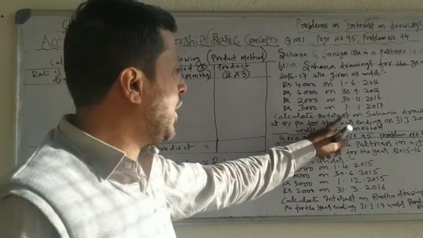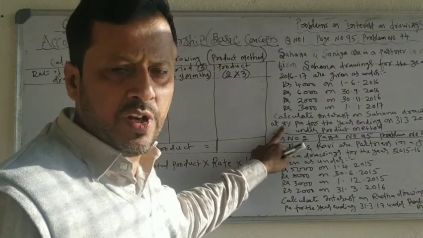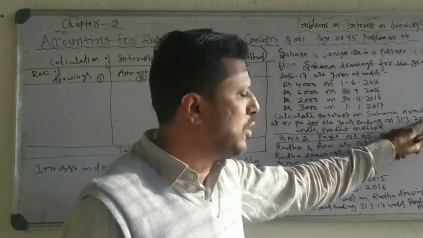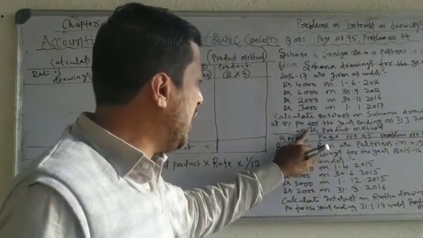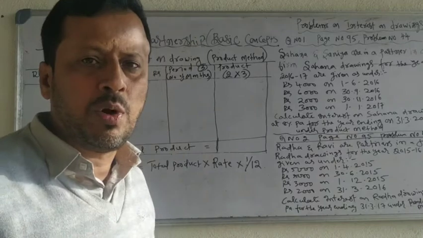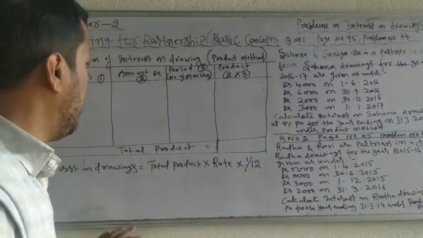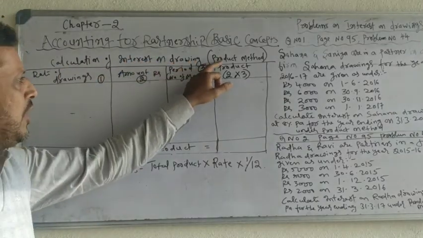Now we have to calculate interest on Sahana's drawings at 8% per annum. The rate is given, 8%, for the year ending 31/3/2017 under the product method. So we are doing the problem under the product method. For solving this problem, you have to take this format: calculation of interest on drawings under product method.